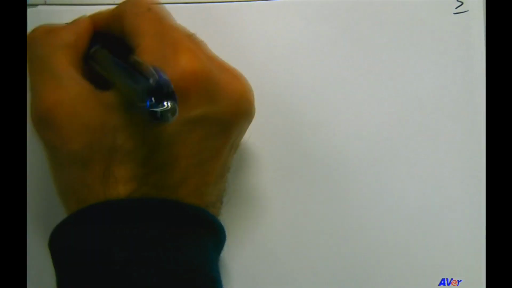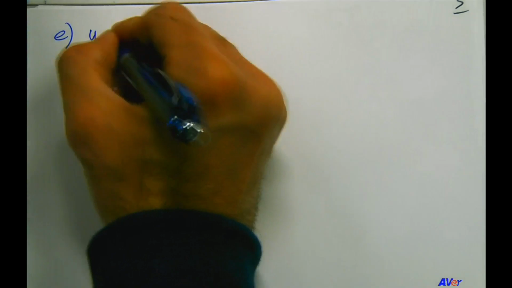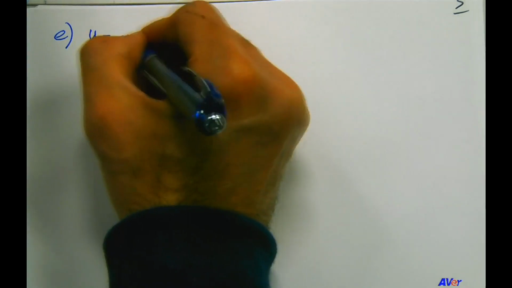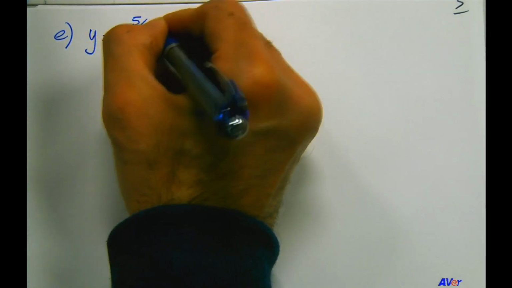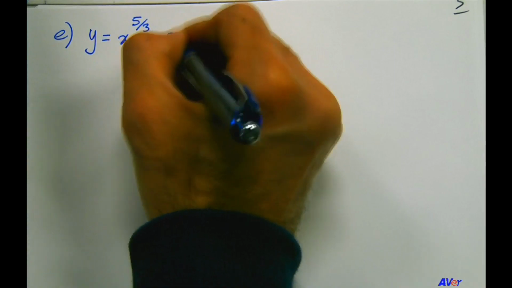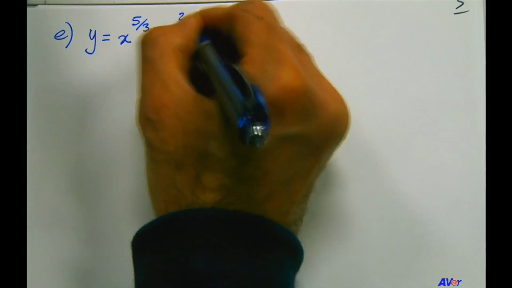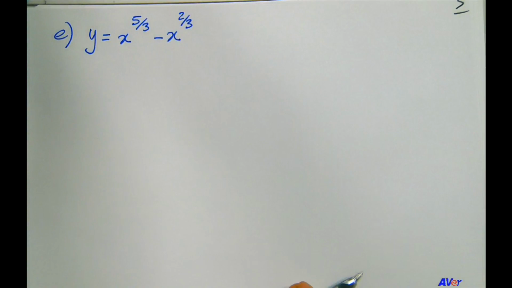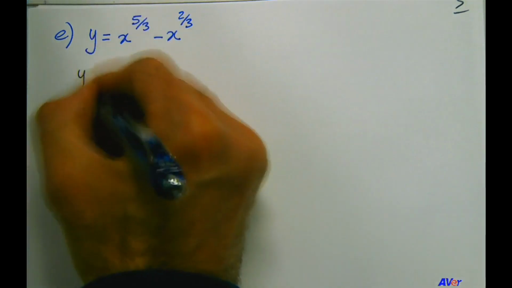So let's do another example. Example E. Suppose we have y equals x to the 5/3 power minus x to the 2/3 power. Please go ahead, pause the video, finish this on your own, and then come back. All right, I assume you did that.